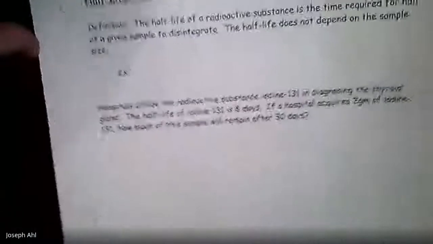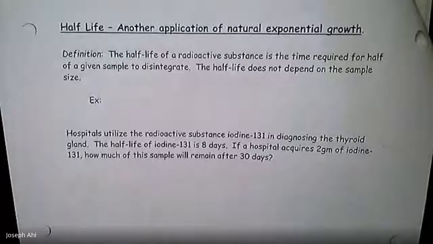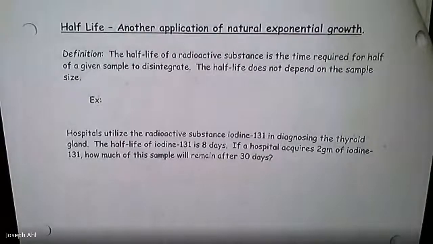All right, last thing we're going to talk about today is on page 6. On page 6, we're going to talk about half-life. Now, half-life is something you do learn in Algebra 2, but you probably talk about it a lot more in chemistry as well. It says the half-life of a radioactive substance is the time required for half of a given sample to disintegrate. The half-life does not depend on the sample size. So whether you have 1,000 grams or 2 grams, it will take the same amount of time for your sample to decay or decrease to half of its amount.